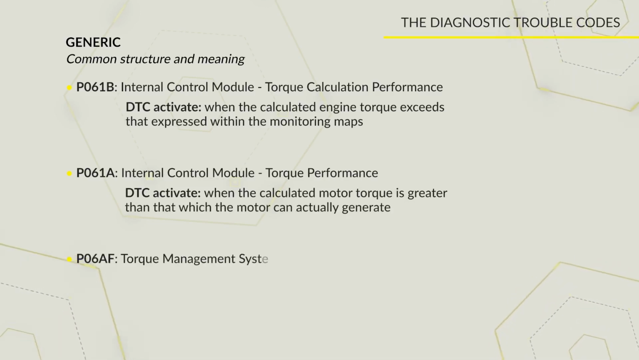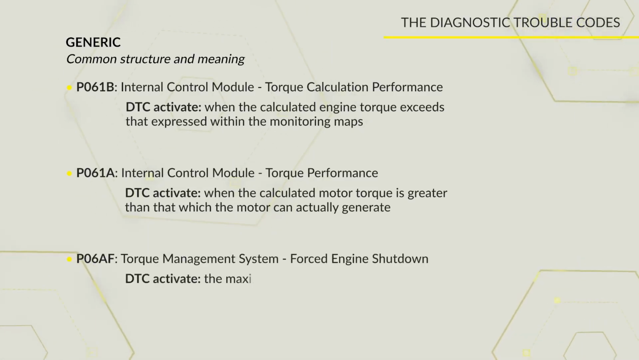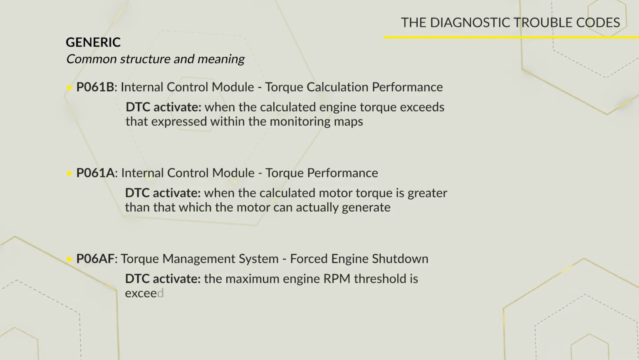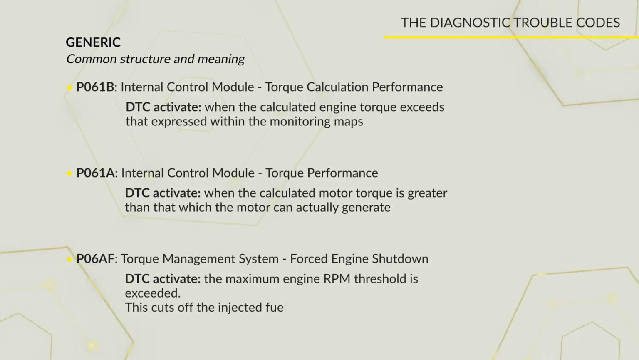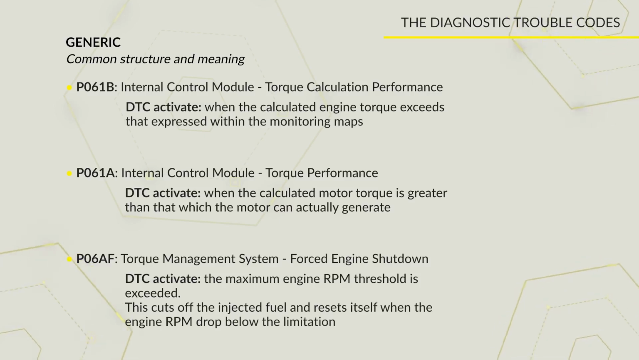Torque Management System. Forced Engine Shutdown. The DTC is activated when the maximum engine RPM threshold is exceeded. This cuts off the injected fuel and resets itself when the engine RPMs drop below the limitation.